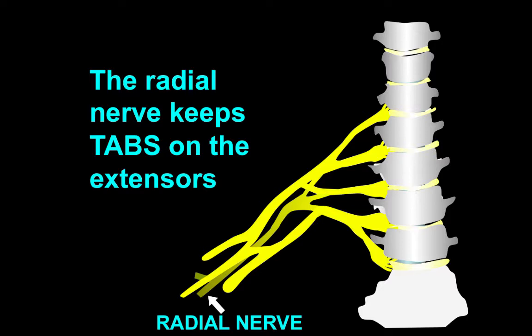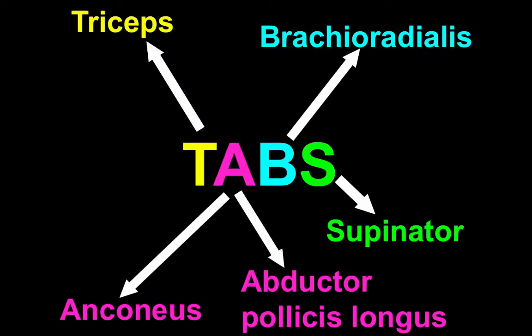The mnemonic TABS is used to remind us of those muscles that are not named extensors but are still innervated by the radial nerve. The T in TABS is for triceps, the A for anconeus and abductor pollicis longus, the B for brachioradialis, and the S for supinator.